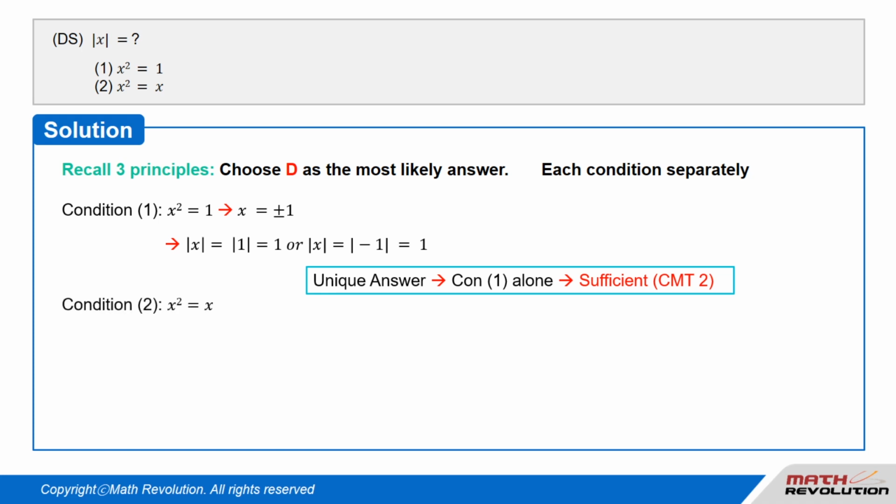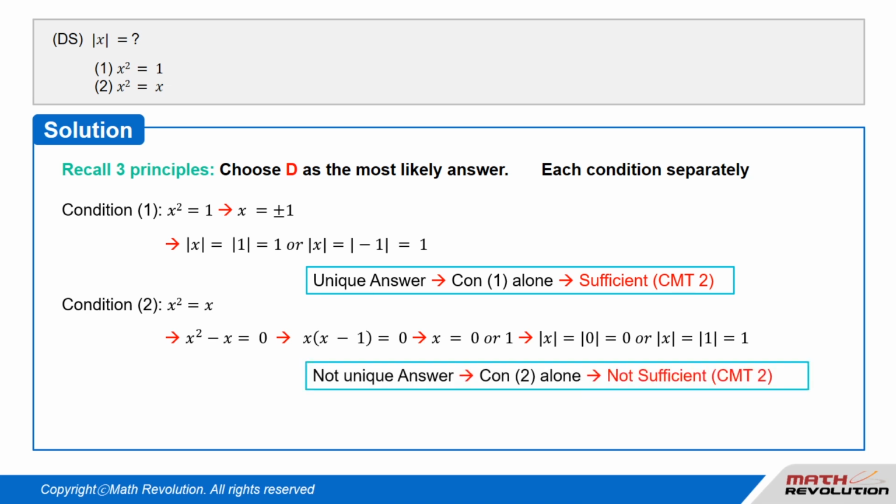Condition 2 tells us that x squared equals x. That is, x squared minus x equals 0, or x times x minus 1 equals 0. So, x can be 0 or 1, and the absolute value of x equals the absolute value of 0, which equals 0, or the absolute value of x equals the absolute value of 1, which equals 1.